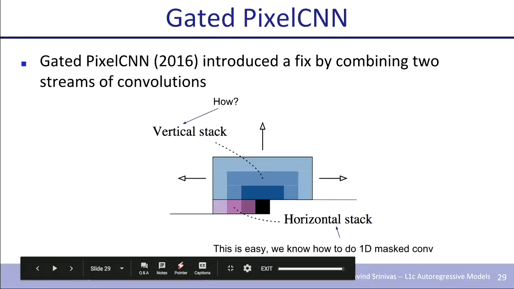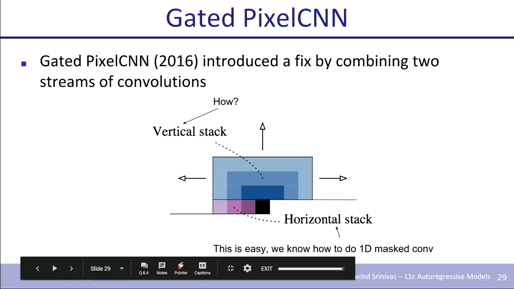So the next paper that we're going to talk about introduced a model called gated pixel CNN. We will forget about the gated part for the moment. But essentially, it introduced a fix to the blind spot problem that we just saw. And the way that you do it is by not using one convolution. Now, think of the model as having two streams of convolutions happening, and then you would merge information.